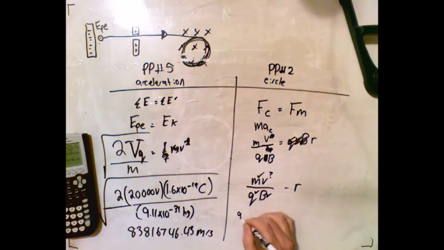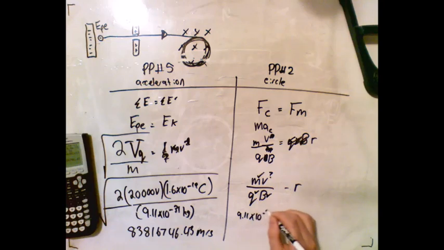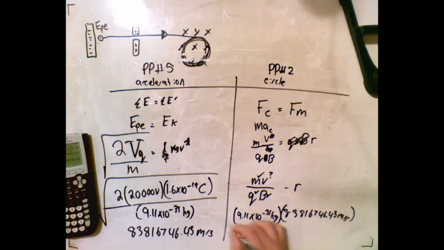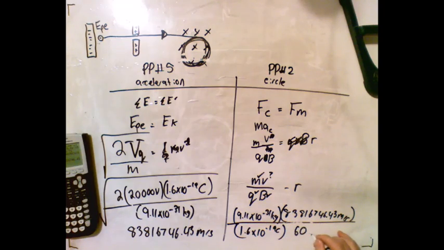So the mass of the electron, 9.11 times 10 to the negative 31 kilograms. Our speed is 838,167.46 meters per second. Our charge is 1.6 times 10 to the negative 19 coulombs. And our magnetic field is 60 millitesla. So milli is times 10 to the negative 3 teslas. And we can plug all that in.